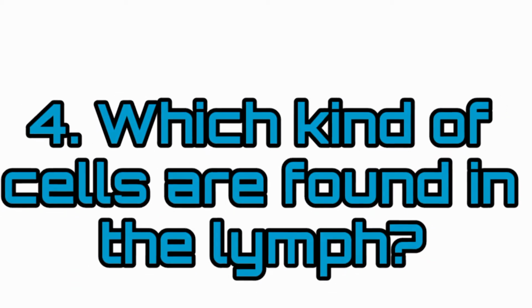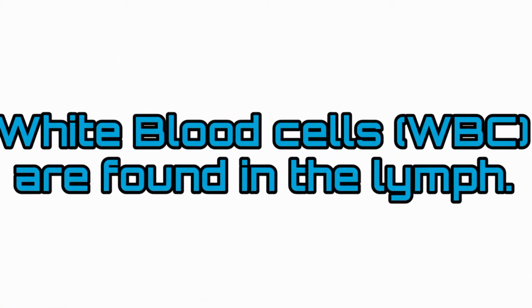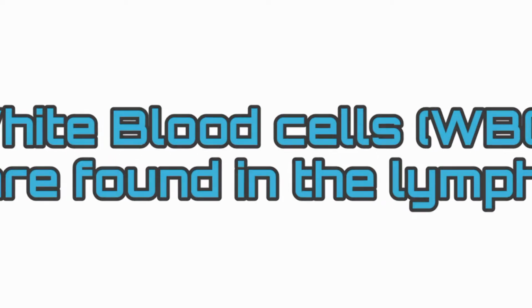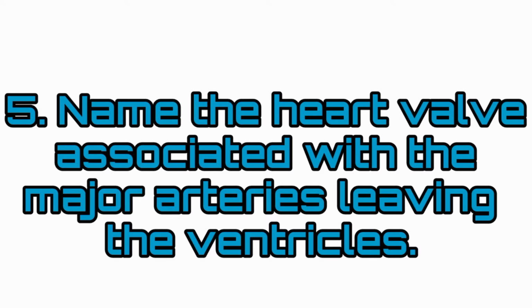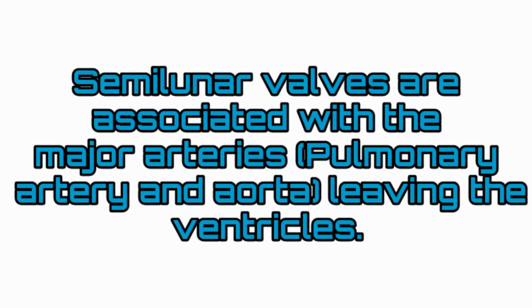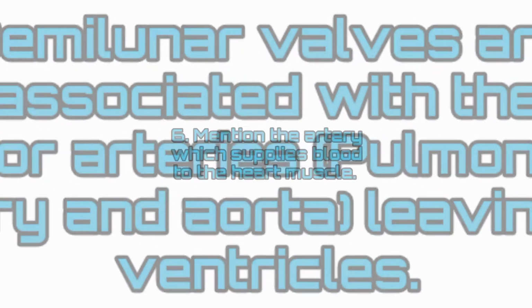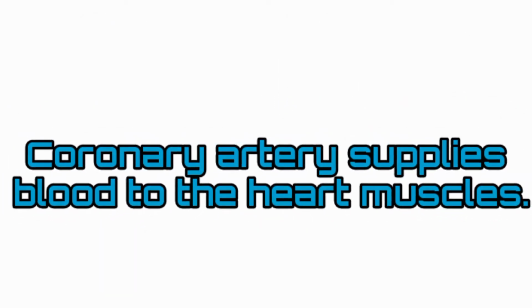Fourth question. Which kind of cells are found in the lymph? White blood cells, that is WBC, are found in the lymph. Name the heart valve associated with the major arteries leaving the ventricles. Semilunar valves are associated with the major arteries leaving the ventricles. Mention the artery which supplies blood to the heart muscle. Coronary artery supplies blood to the heart muscles.